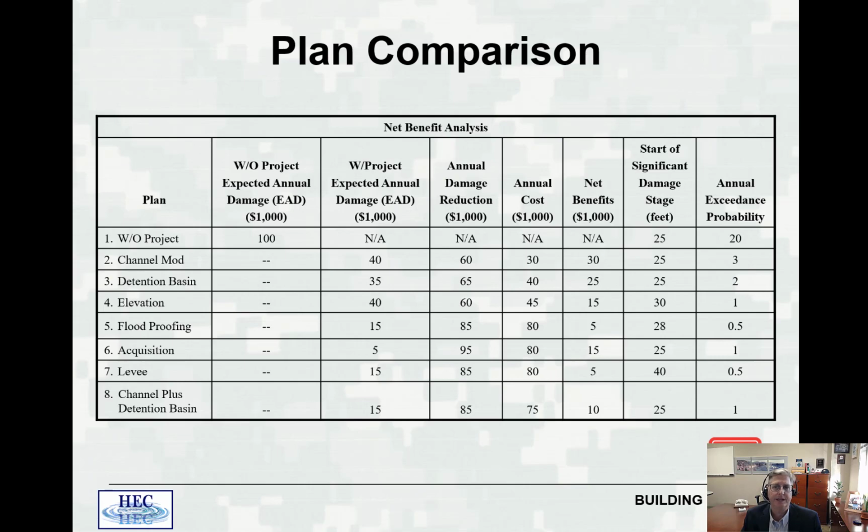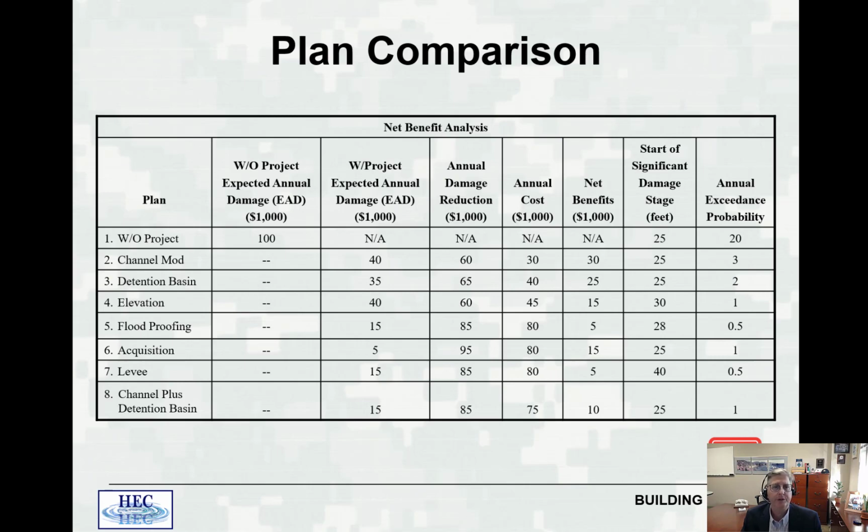In this figure, you'll see 8 alternatives, including the without project plan. So on the far left column are all your alternatives. So there's 8 of those. And the next column over is the without project expected annual damage. There's only one value there, that's 100, and that goes to the without project alternative. The next column over is your with project expected annual damages, and those are the damages that will occur even if you build the project.